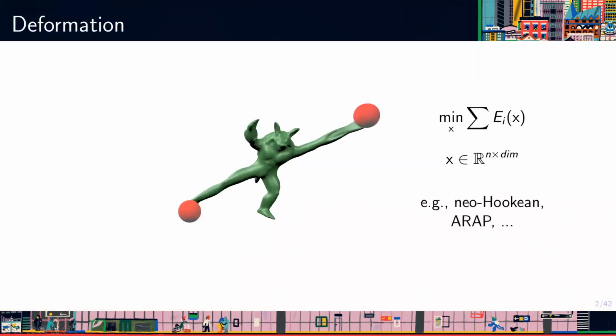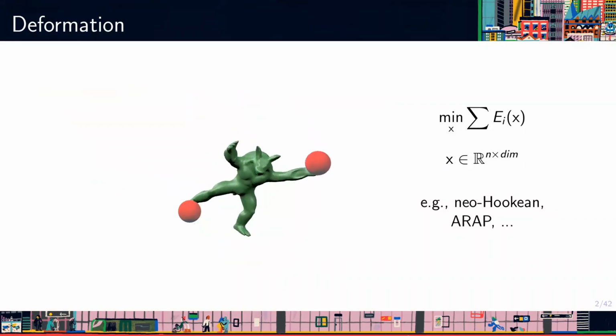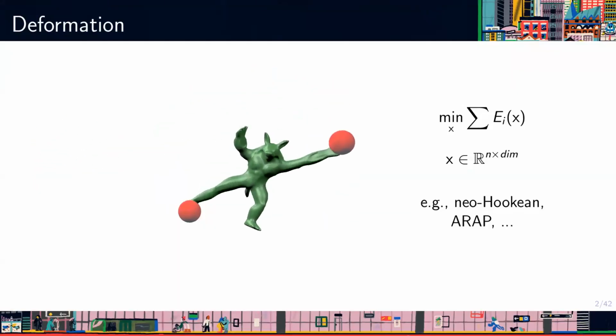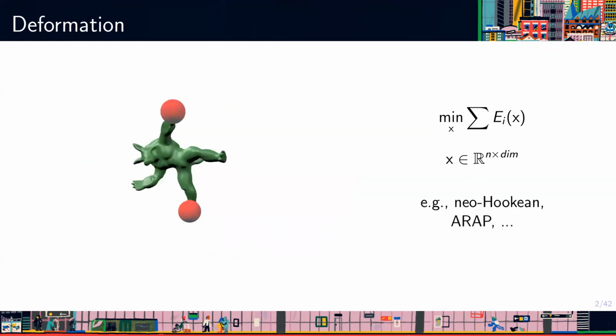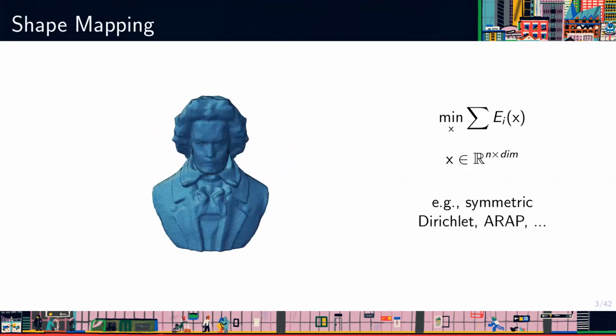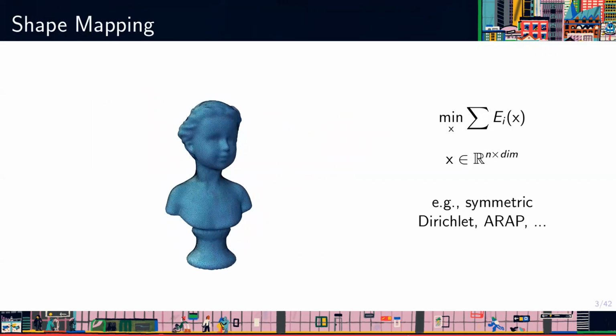So we are interested in deformation. Here, a tetrahedral armadillo mesh is posed into different configurations with neo-Hookean elasticity minimized. Most often, we represent such problems as a sum of per element energies. If given correspondence, we can also map one shape to another, one configuration to another, and similarly minimize distortion of the mapping. In many cases, this amounts to the same problem as deformation, but with a different purpose and sometimes with different energies, such as symmetric Dirichlet.